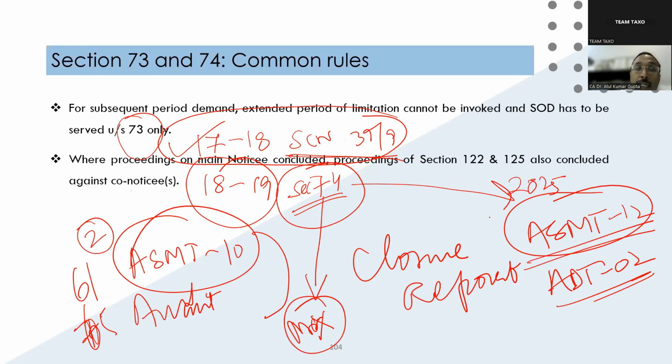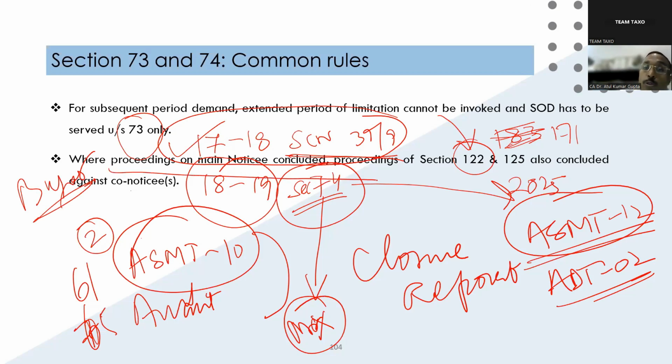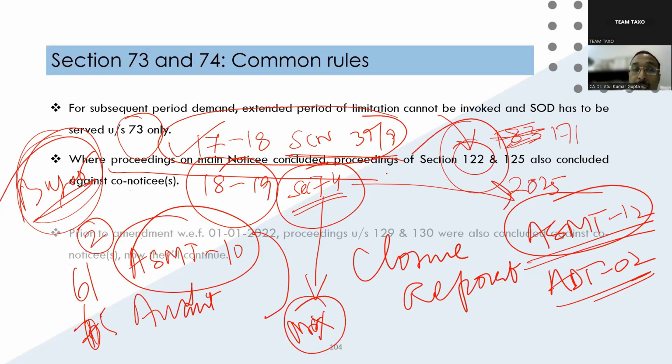Then my dear friend, as we are aware, we have a circular number 183. No, I'm not talking about this. I'm talking about the circular number 171, wherein the department mentioned that in case there is an allegation of fake invoice, then not only the buyer has to reverse the entire credit along with the interest and penalty, but also the supplier will be subject to the penalty under section 122. So, my dear friend, the law says that when the proceeding of the main show cause notice is concluded, say for example, the buyer notice got concluded, meaning thereby the allegations could not be proved by the department, and the assessee won the case, the buyer won the case, then automatically this 122 will be treated as concluded.